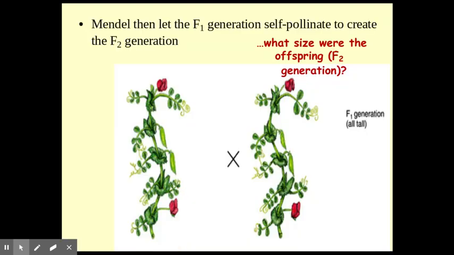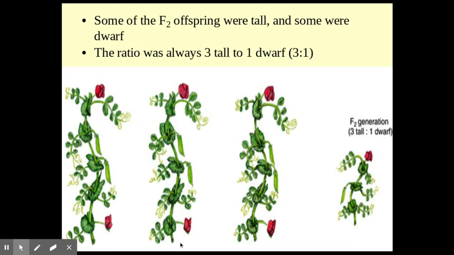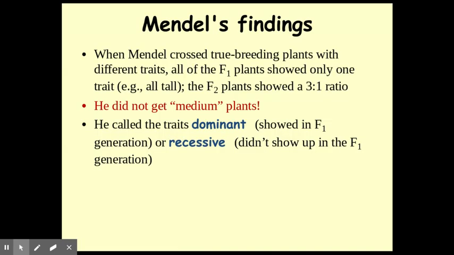So then Mendel let the F1 generation self-pollinate to create the F2 generation. And some of the F2 offspring were tall and some were dwarf. And the ratio always appeared as a 3-to-1 ratio. 3 tall to 1 dwarf. So when Mendel crossed true breeding plants with different traits, all of the F1 plants showed only one trait, tall. When you let the F1s cross, they showed a 3-to-1 ratio. And he didn't get any medium plants on either of the crosses that he had done. So he realized that one trait was masking another trait.